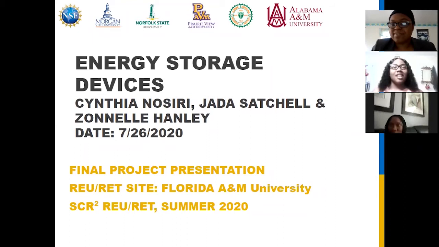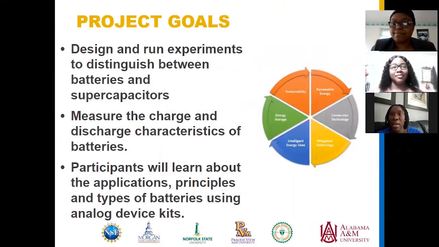Our project today is energy storage devices. Project goals include to design and run experiments to distinguish between batteries and supercapacitors, measure the charge and discharge characteristics of batteries, and participants will learn about applications, principles, and types of batteries using analog device kits.